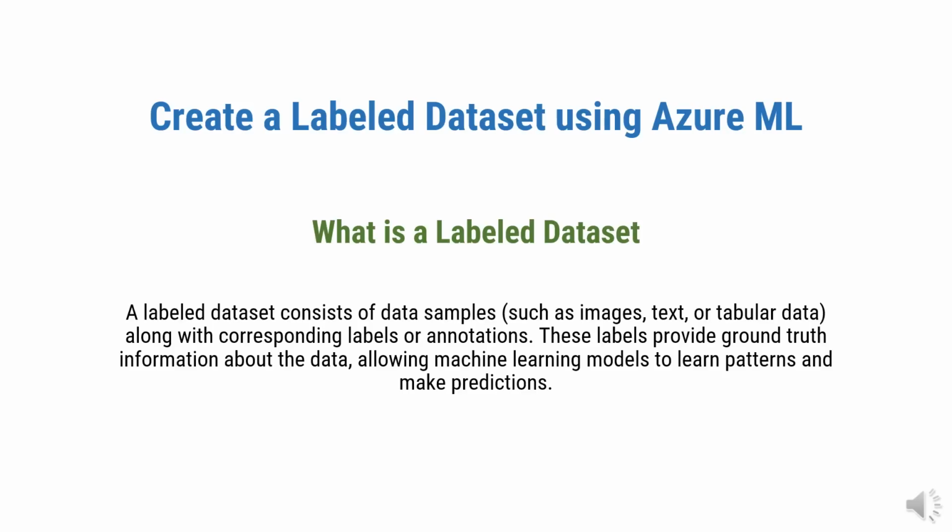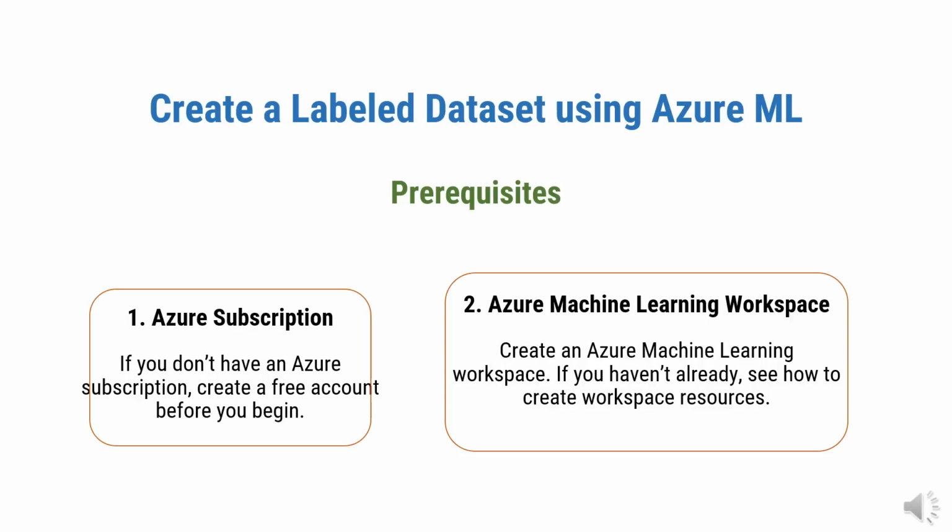Create a label dataset using Azure Machine Learning. What is a label dataset? A label dataset consists of data samples along with corresponding labels or annotations. These labels provide ground truth information about the data, allowing machine learning models to learn patterns and make predictions. Prerequisites: Azure subscription and Azure Machine Learning Workspace.